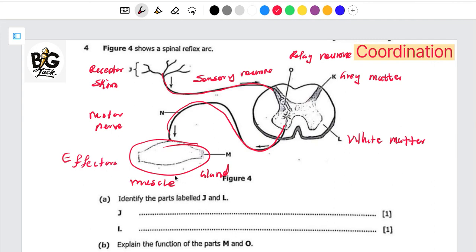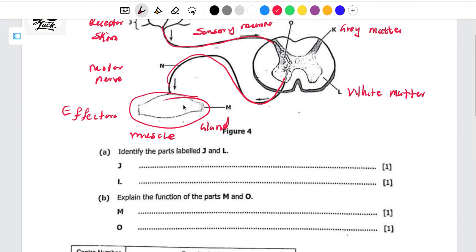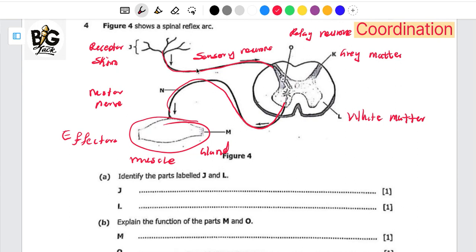Okay? So now let's try to answer the questions. It is saying identify the parts labeled J and L. Part labeled J, where is J? J is here. So J can be the skin, or the receptor. Then L is here. It's a white matter. So L is the white matter.